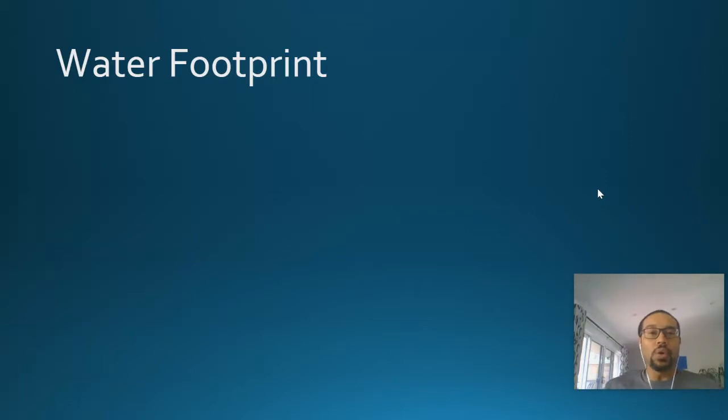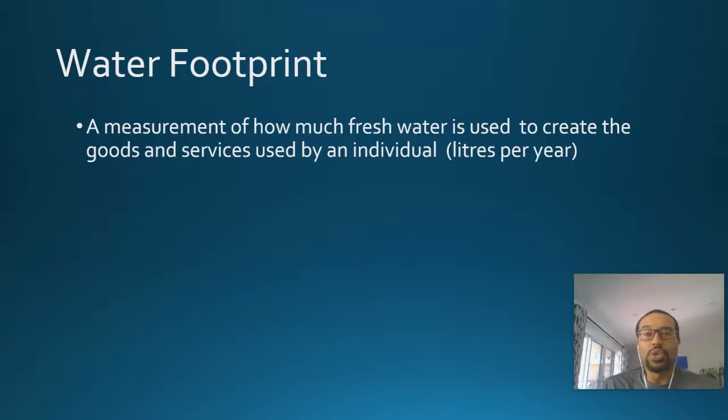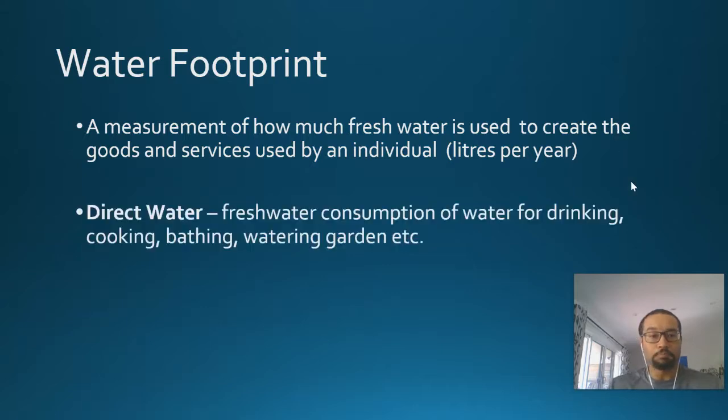Okay, so let's talk about the water footprint first. So the water footprint measures how much fresh water is used by an individual, or you could do it for an entire school. We could do it for Beale. We could do it for the city of London. We could do it for the entire country as an average. Basically, it looks at direct use, so when you turn the tap on, but it also looks at indirect use through the services and the goods that are used by an individual.